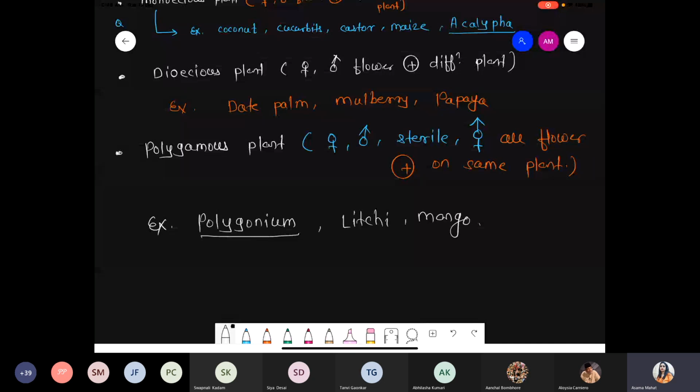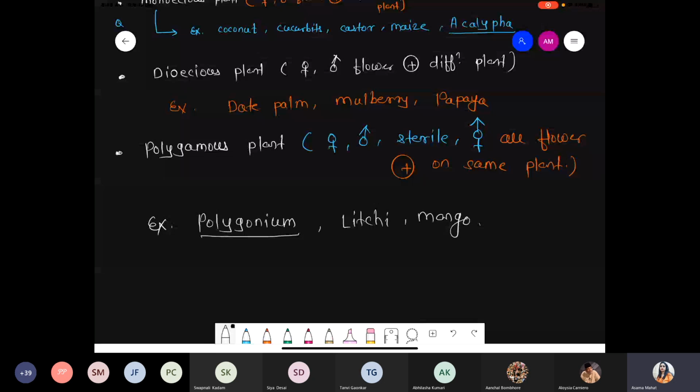Not compulsory. Unisexual is related to only a single flower. Whenever you use dioecious and monoecious, that condition is related to the plant: on the same plant, both male and female are present, or only a single sex is present, on that basis. Okay Ramchandra, clear? I'm telling you one thing, dioecious and unisexual are the same.